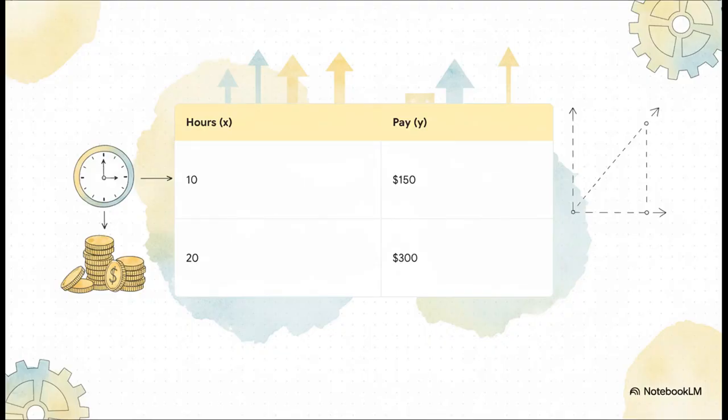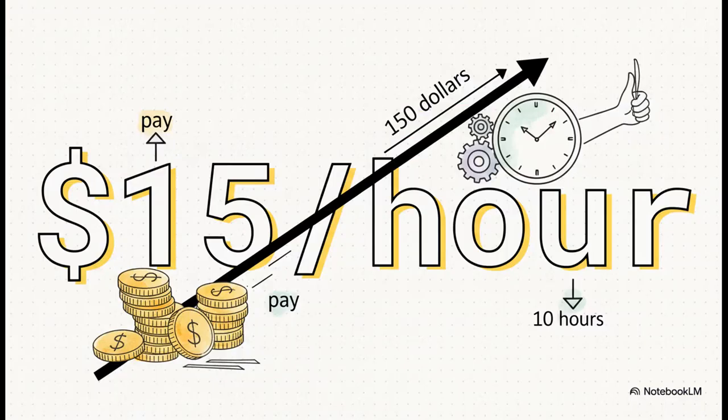Imagine you worked 10 hours and got paid $150. Then the next week, you worked 20 hours and got $300. In this story, hours is your X and pay is your Y. And here's the real-world payoff. The change in your pay was $150. The change in your hours was 10. So we just divide the change in Y, your pay, by the change in X, your hours, and we get your hourly wage, $15 per hour. That wage is a perfect, real-world example of a slope.